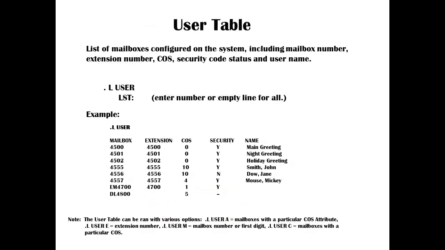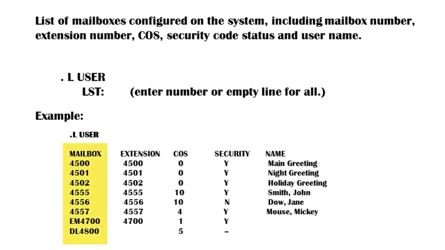The user table. This table provides a list of mailboxes configured on the system, including the mailbox number, the extension, the class of service, if the security code has been enabled or remains at default, and the ASCII name. The command to generate this report is performed at the update prompt with the L-user command. You will be given the option to enter a specific number or an empty line to display all.